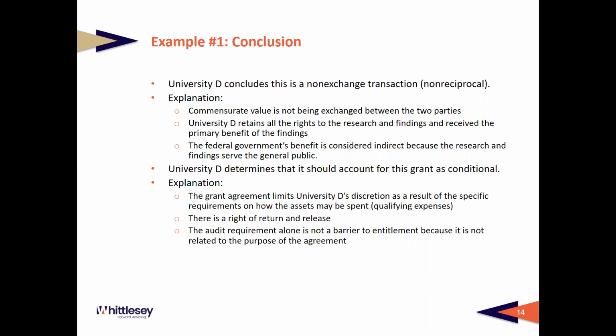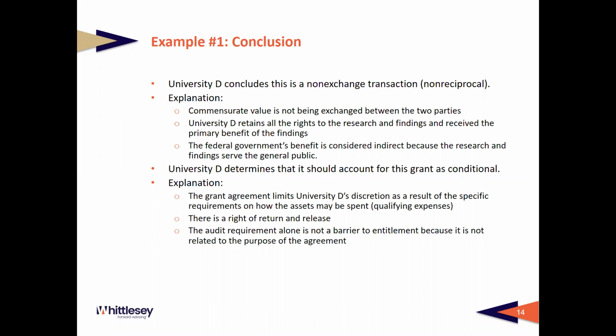So why is this? Commensurate value is not being exchanged between the two parties. The university retains all rights to the research and findings, and therefore the university received the primary benefit of these findings. In addition, the federal government's benefit is considered indirect because the research findings serve the general public, not that specific government agency.